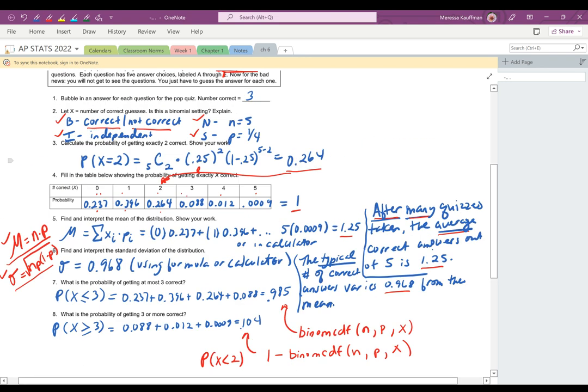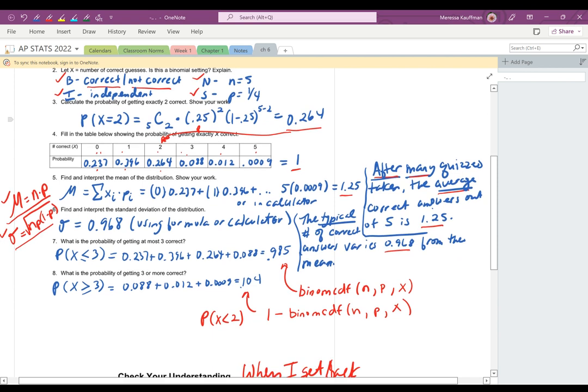All right, last couple of questions. What is the probability of getting at most 3 correct? So at most 3 is where the value of x is less than or equal to 3. So at most 3 means that we're looking at 0, 1, 2, and 3. So we're going to add those probabilities up and we get 0.985, which is about 99%. That's a lot of it.